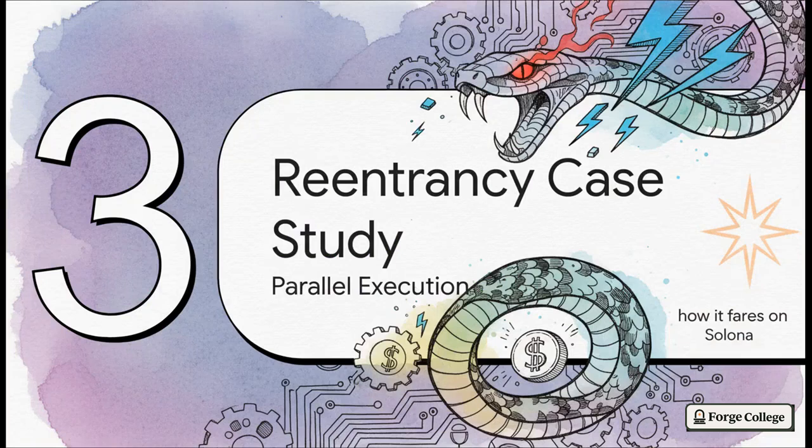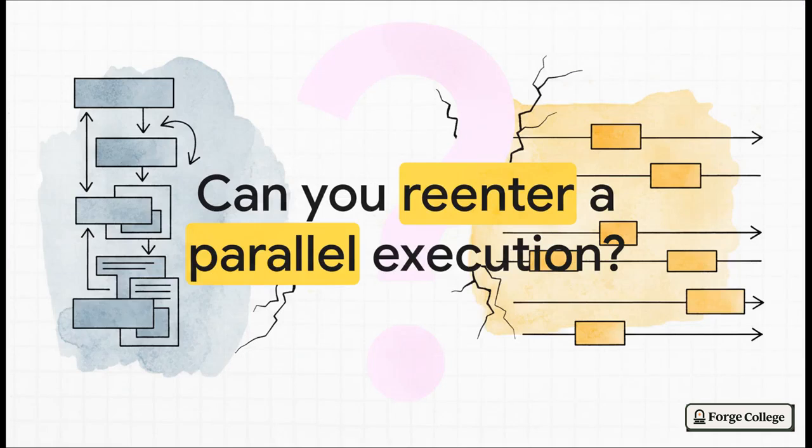Section 3. Case study. Decoding reentrancy. Parallel execution. Reentrancy, the classic. It is everyone's favorite EVM headache, and the culprit behind some of the most infamous hacks in crypto history. But I really want you to think about this question. Can you actually reenter a parallel execution?